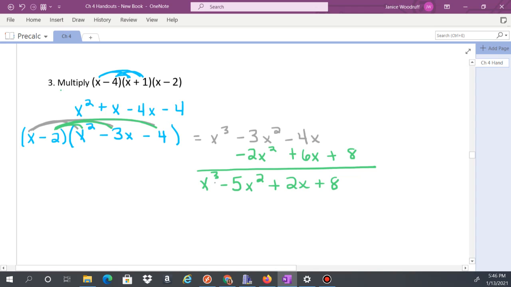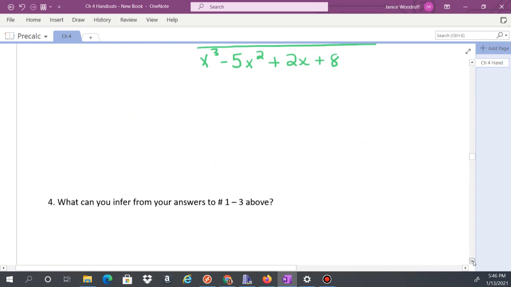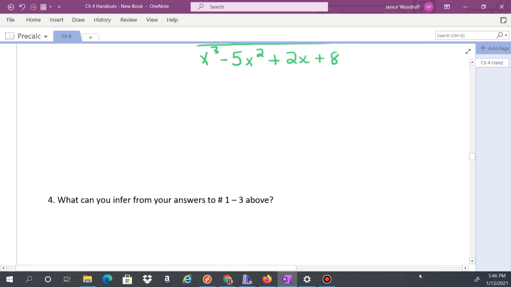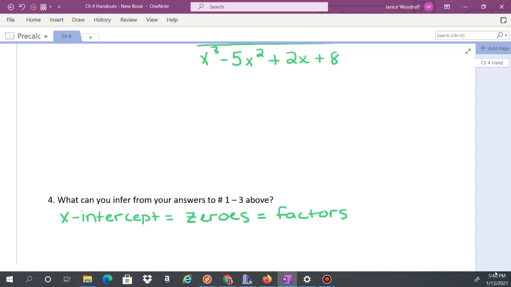So I think the end of that is what can we infer from these answers? So we can infer that our x-intercepts are going to equal our zeros of our factor. If we plug our x-intercepts, we should get zeros into the function. And those values are going to give us our factors. Okay, which our zeros are our solutions to the function.